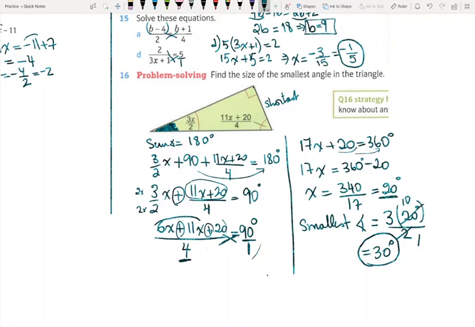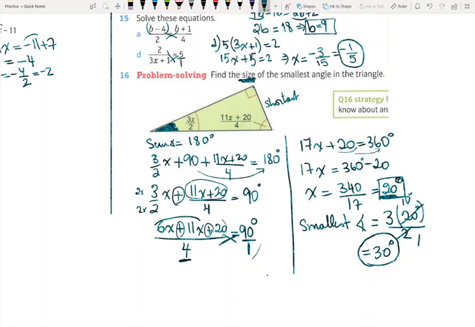Now this is not the final answer because they want us to find the size of the angle. They don't want us to find x. So you continue and you replace the value of x in the expression of the smallest angle, which is 3x over 2. So instead of x you replace it by 20 and then you multiply and divide. Or you simplify: 20 divided by 2 is 10, and 10 times 3 is 30. So the smallest angle has the value 30 degrees.